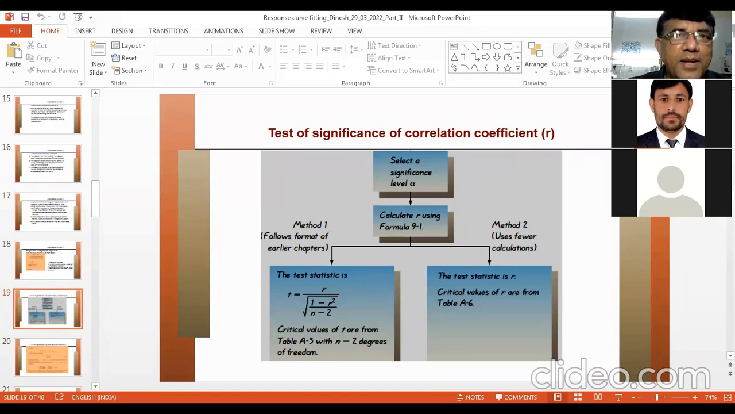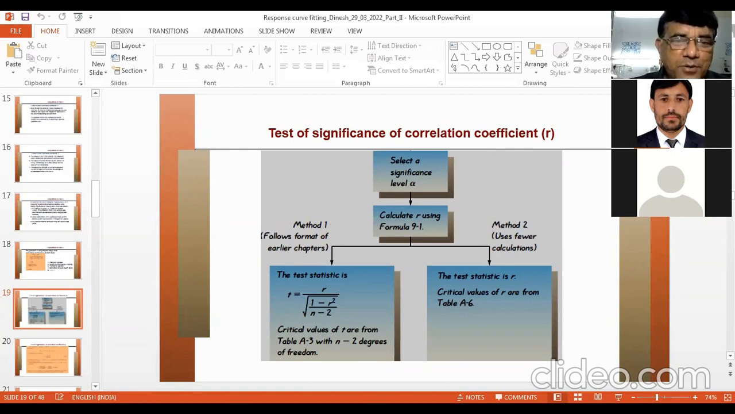If you calculated a correlation coefficient value, suppose it is 0.923, you go straight to the table, and there are 2 or 3 levels of significance. Select the level of significance of your choice, and then look for the table value of R on n-2 degrees of freedom. Then compare to the table value. If your calculated value is more than the table value, that means correlation coefficient is significant. Otherwise, it is not. So method 2 is the easiest one.